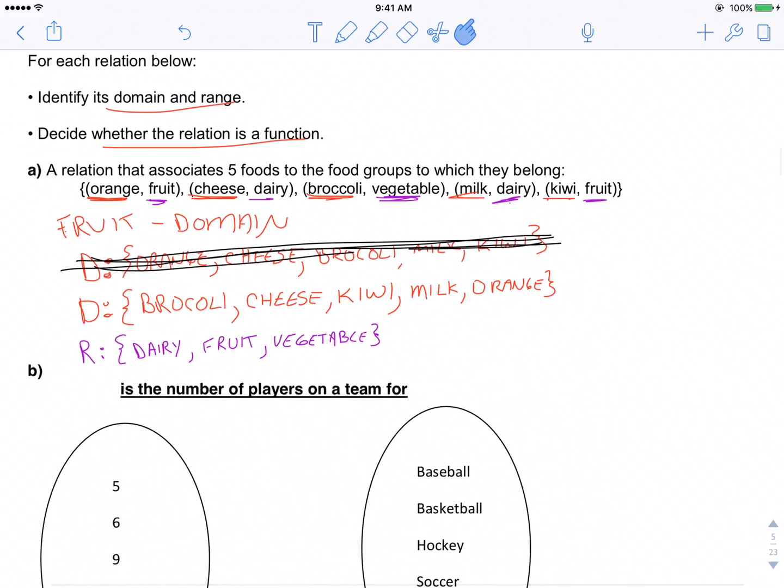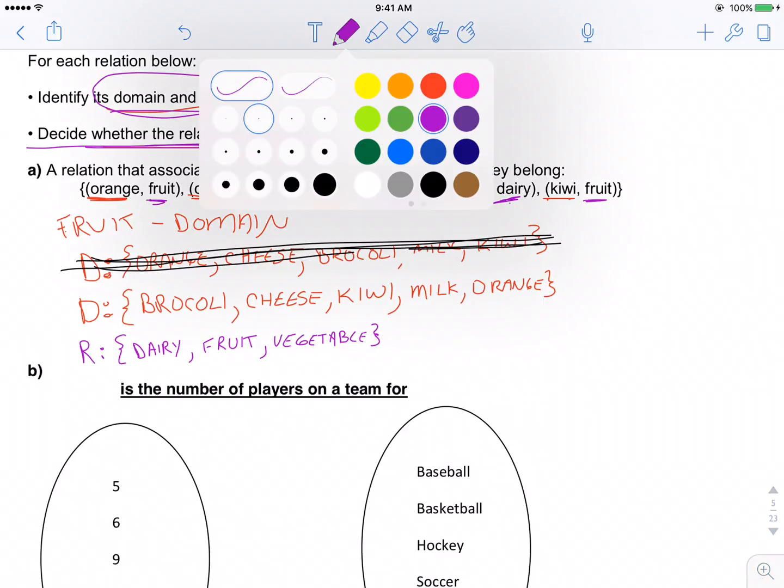So that's the first part: identify the domain and range. Done. Decide whether the relation is a function. So does each of those x values give us only one, no, I said x, I meant domain values. Does each one of these give us only one range value?